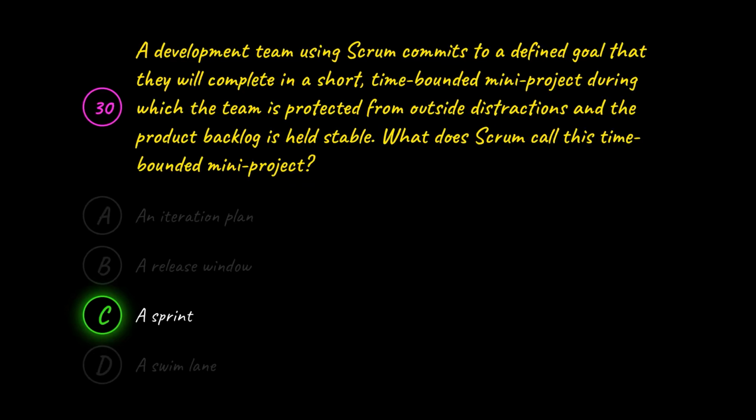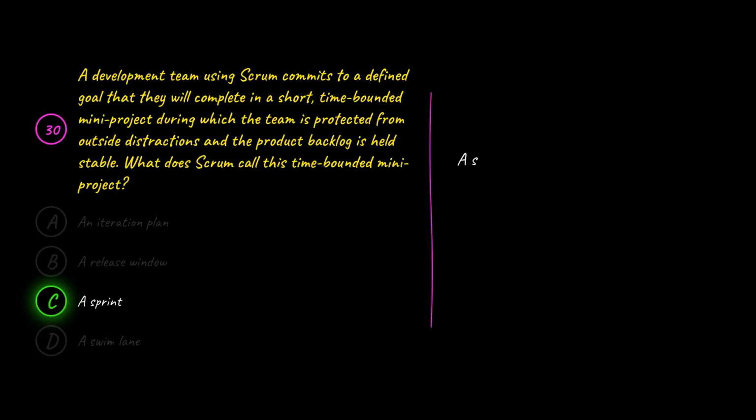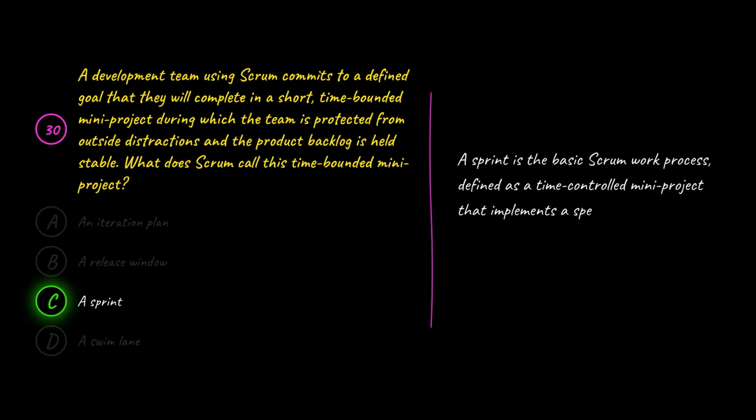The correct answer is C, a sprint. C is correct because a sprint is the basic Scrum work process, defined as a time-controlled mini-project that implements a specific portion of the system. During a sprint, the team commits to a goal and is protected from changes until the sprint ends.